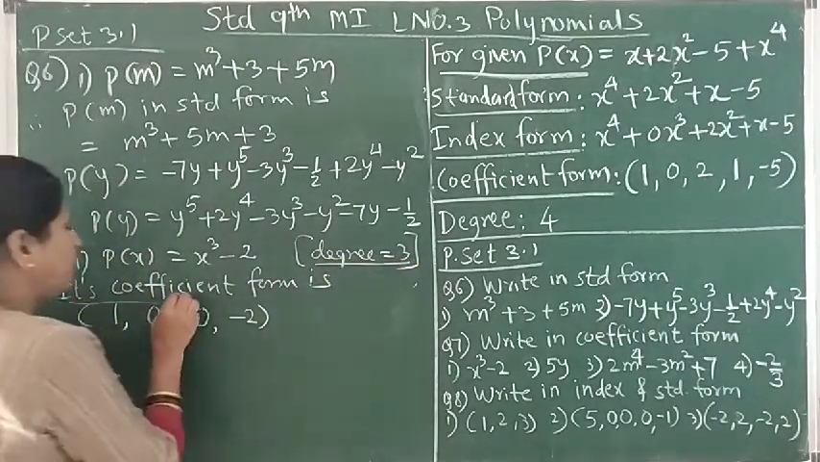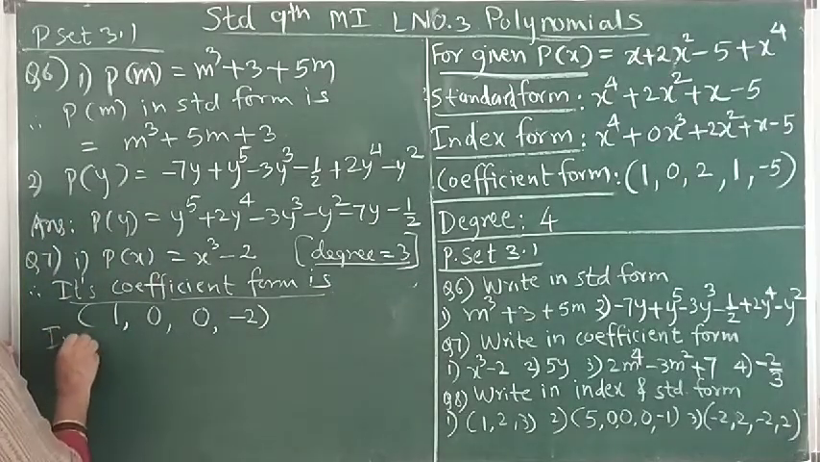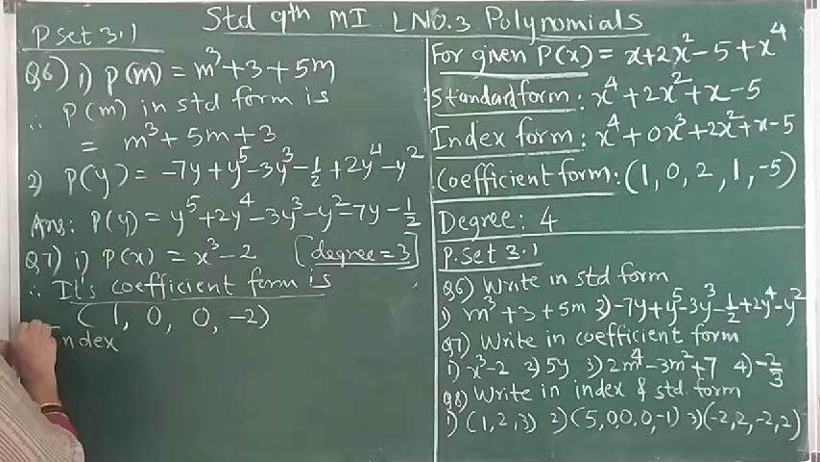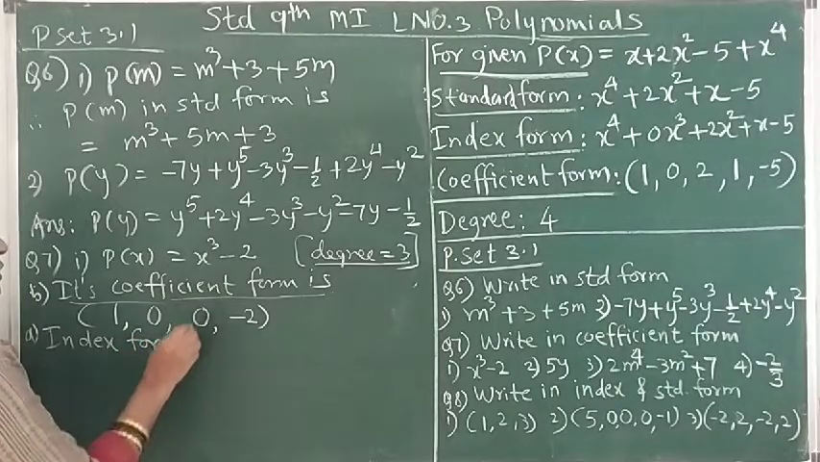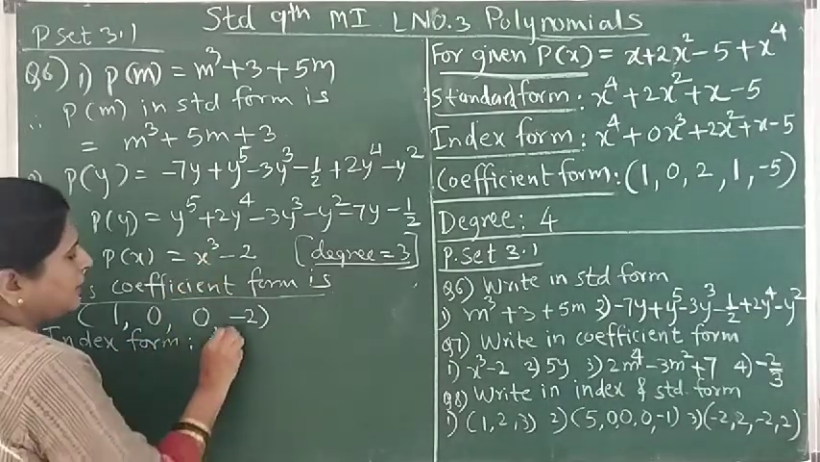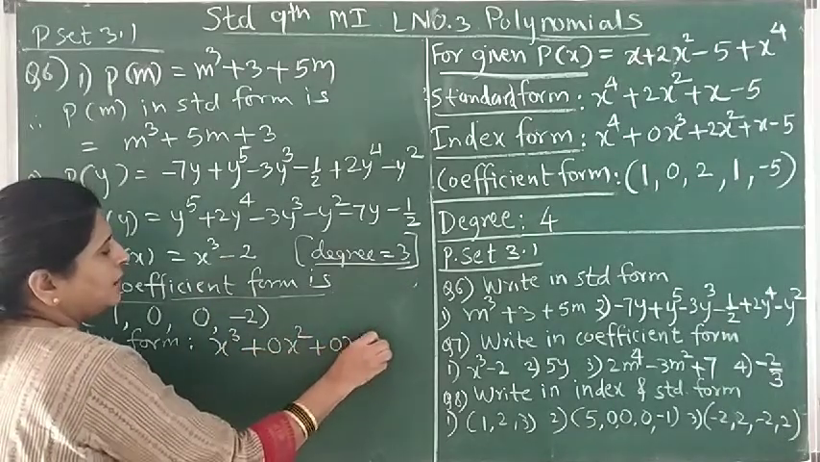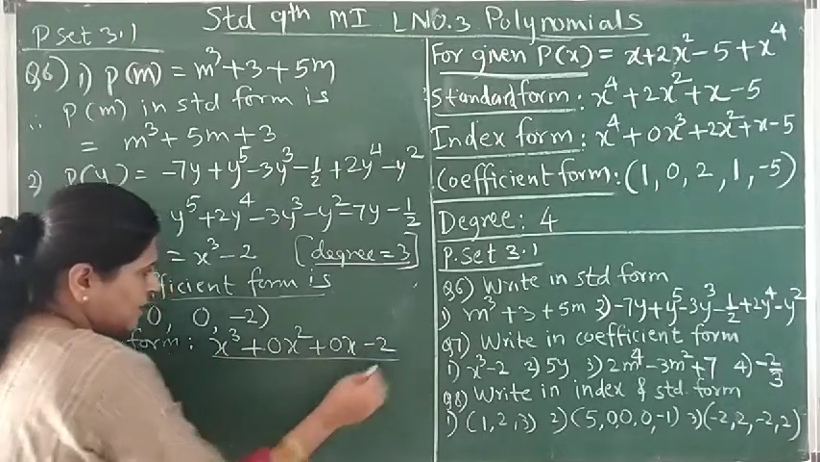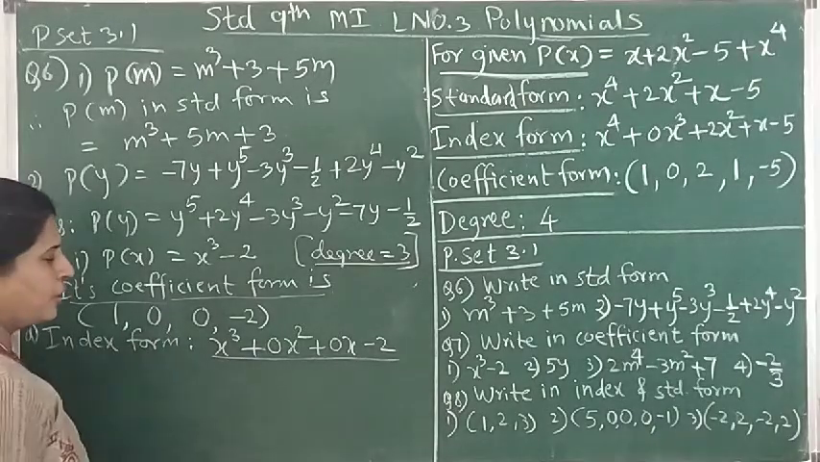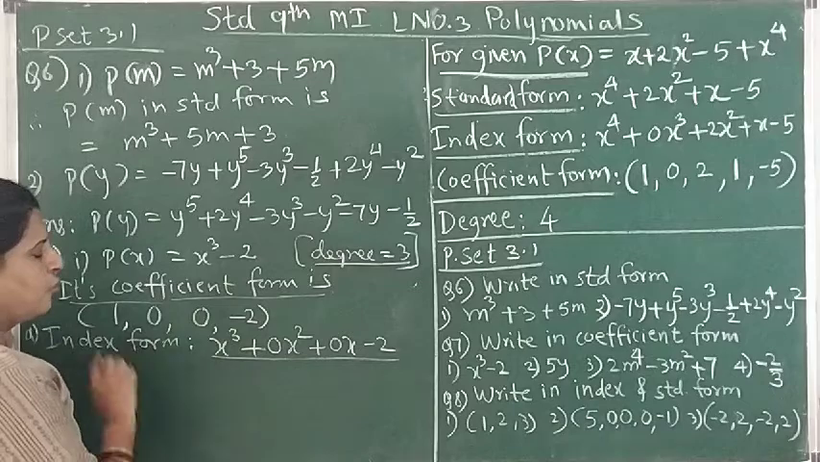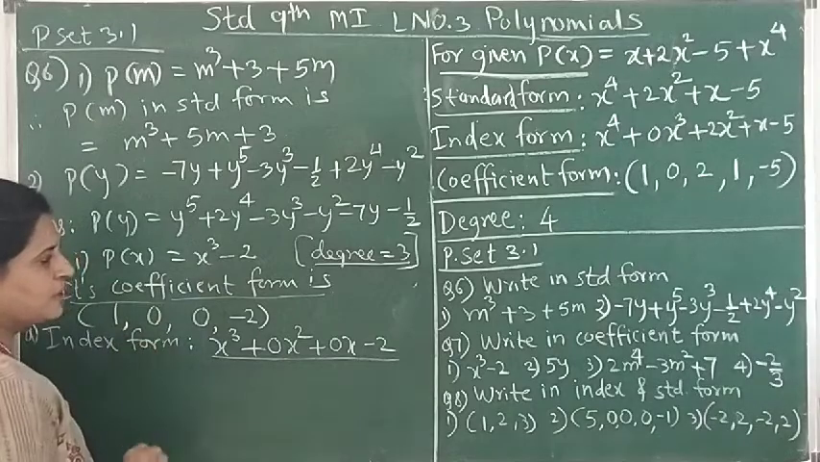If it is difficult for you to write the coefficient form directly, then first you can write the index form. For the given polynomial, x cube, the x square term is missing, so you can write 0x square plus 0x and then the constant. If you write this first and then write its coefficients, that is also okay. Whoever can write directly can go for that, but whoever is confused can go for this. x cube has coefficient 1, then 0, then 0, and then minus 2. This way we can do it.